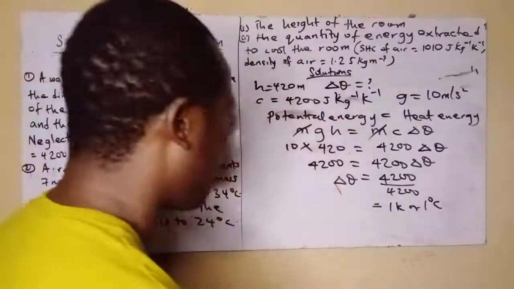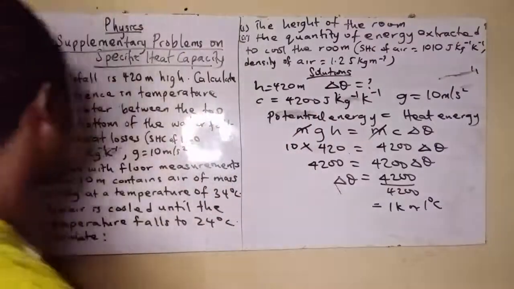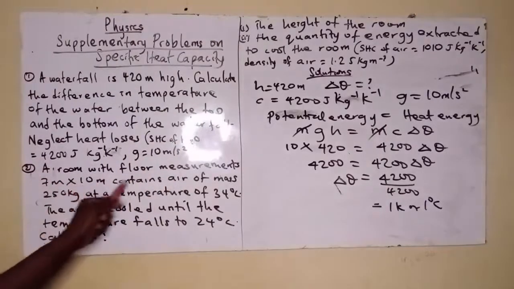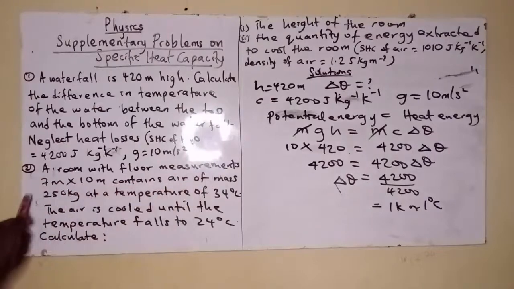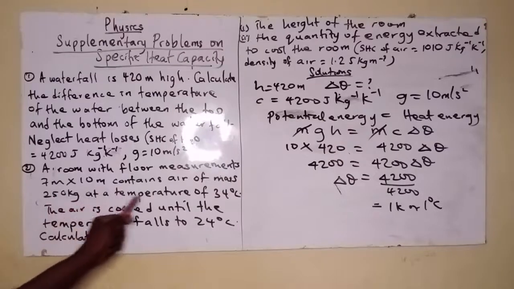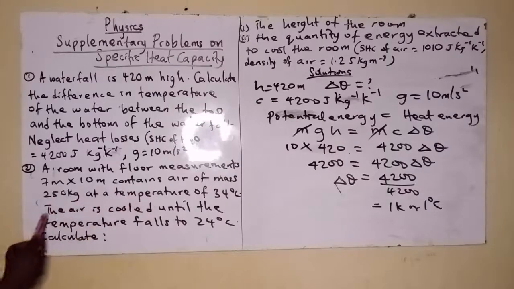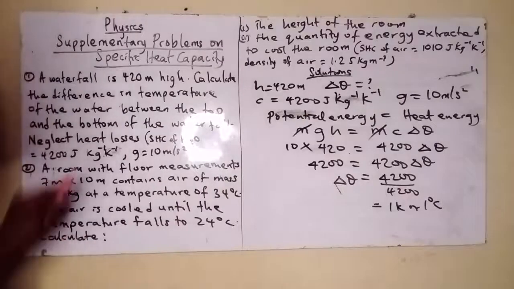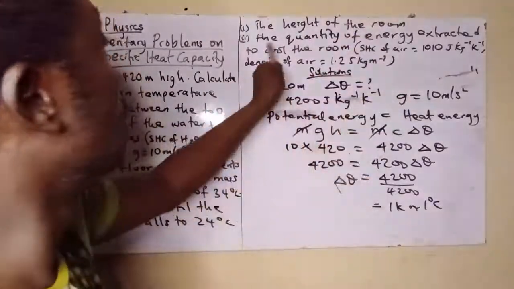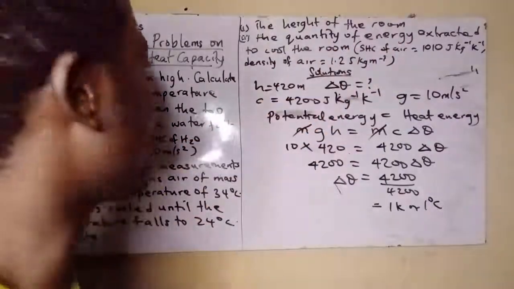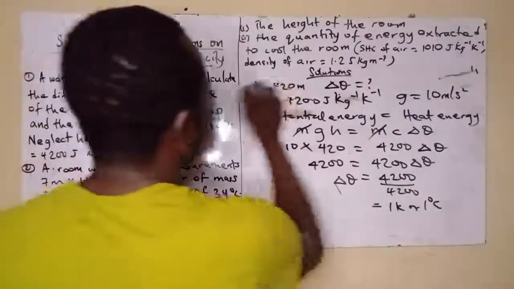It's also another question that we can solve. For question number two, they say that a room with floor measurement 7 by 10 meters, that's the area, contains air of mass 250 kilograms at a temperature of 34 degrees Celsius. The air is cooled until the temperature falls to 24 degrees Celsius. Calculate the height of the room and the quantity of energy extracted to cool the room.